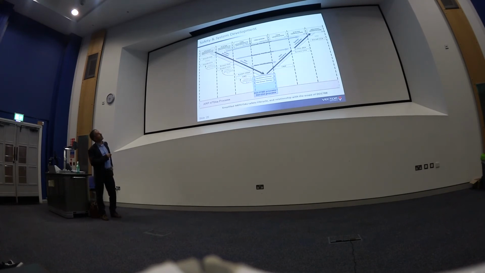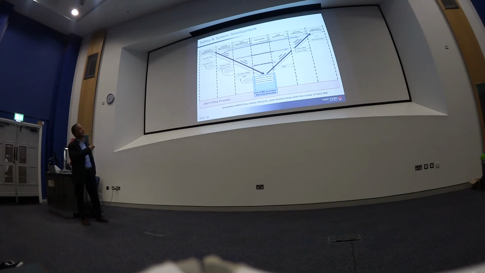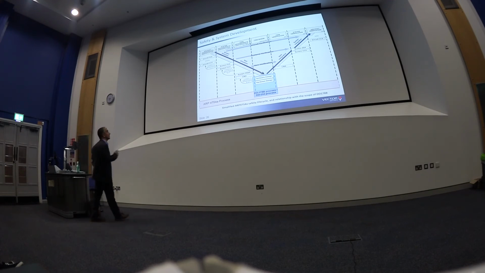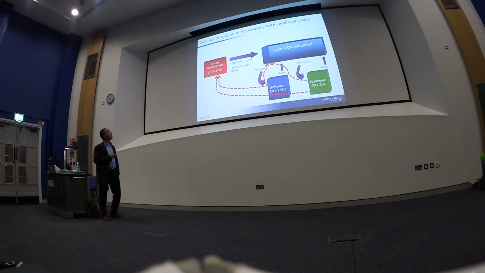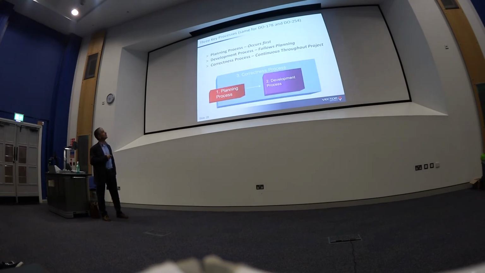Okay, this picture is quite complicated, but the idea is to show the V-cycle of development, starting from aircraft requirements, system requirement, different system in a plane, item requirement, software design, hardware design, and the DO-178 and the DO-254, and then integration and verification, integration and verification, integration and verification, until you do the first flight of your new plane. Okay, I can switch.